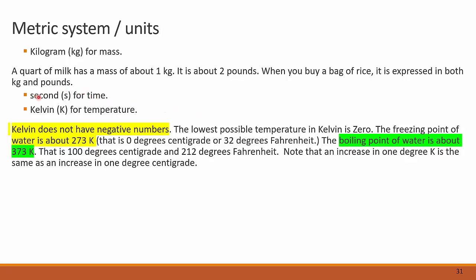The metric system SI unit for time is the second. It's not the hour, it's not the minute. All of them are units of time. The SI unit is seconds.